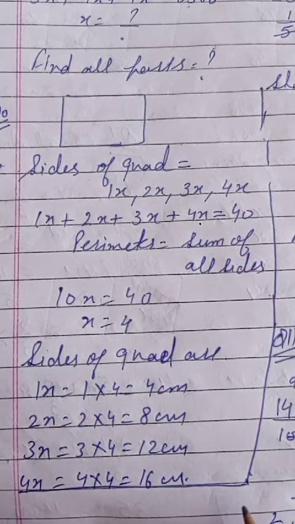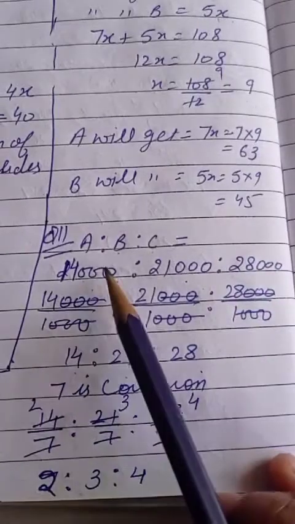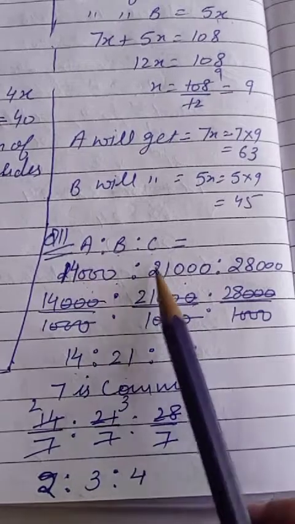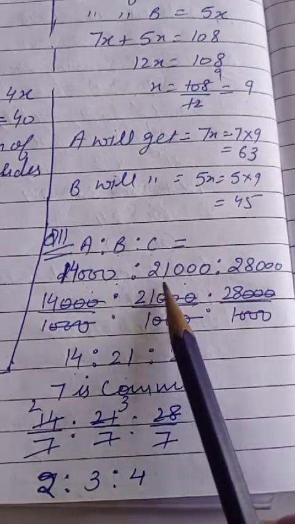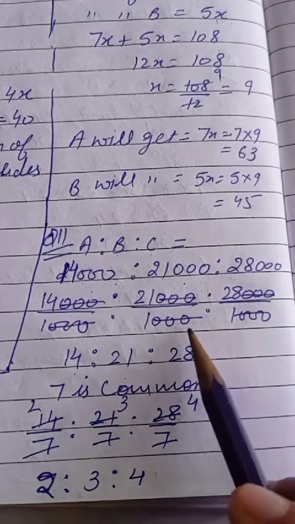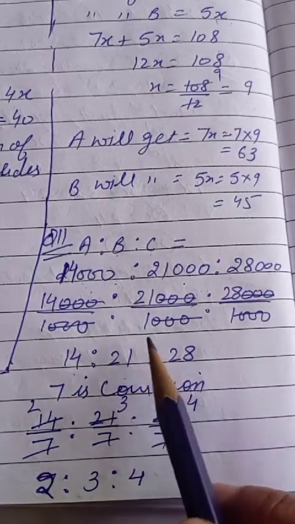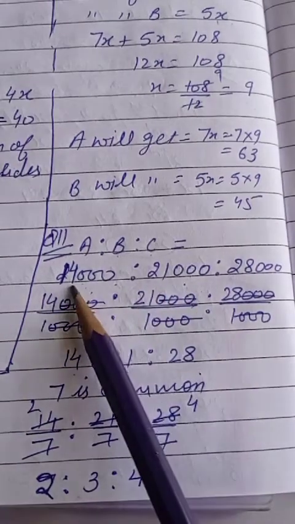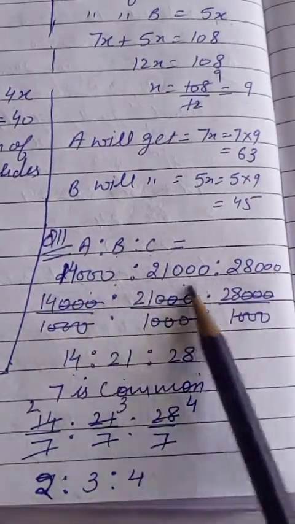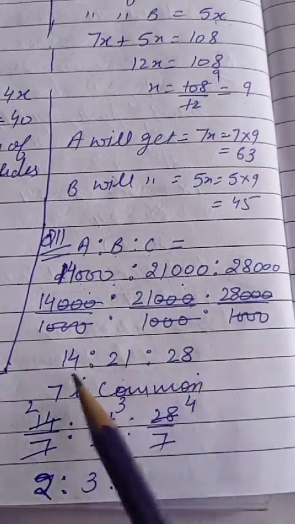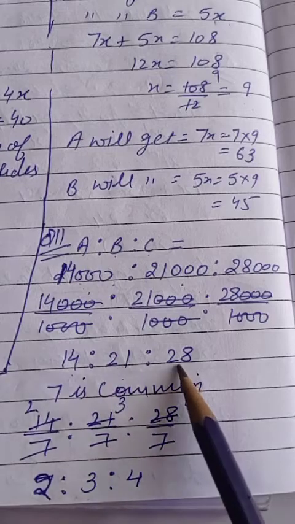Clear? And the last question of this exercise, A, B, C invested rupees 14,000, 21,000 and 28,000. They wanted to start a business and they invested in this ratio. So it's quite obvious, beta, who will pay more will get more share of the profit. Who will pay less will get less share of the profit. So for that, first of all, I am going to take the common value. See, 1000 is common. I divided with 1000, you are left with 14, 21 and 28.